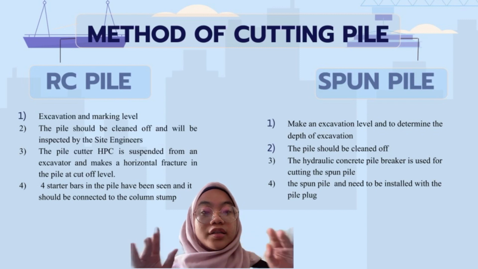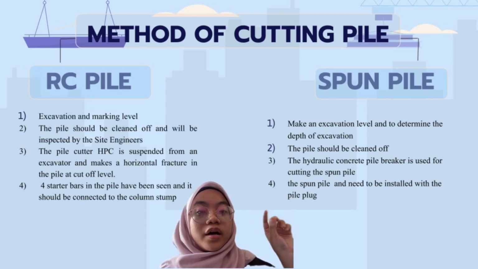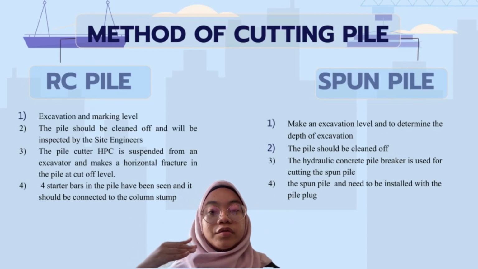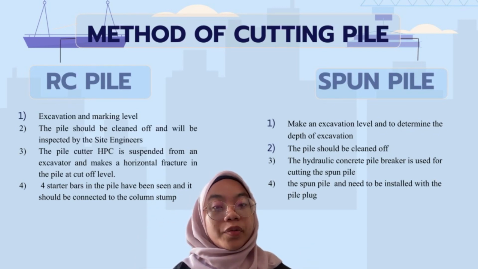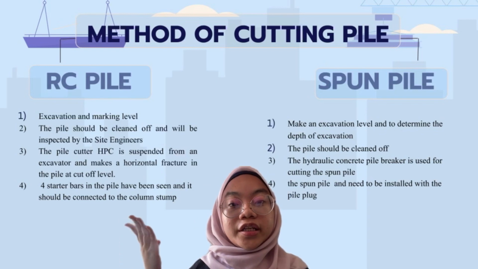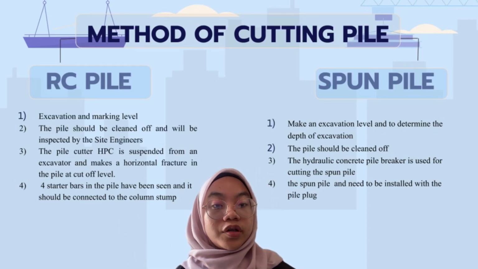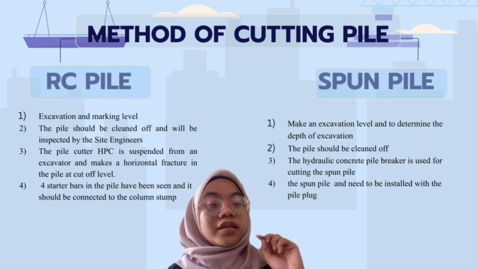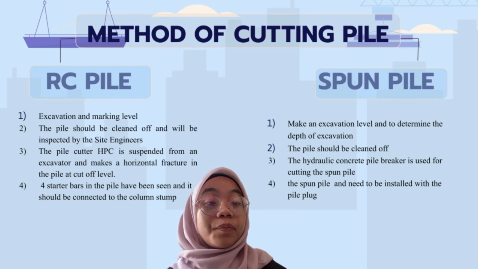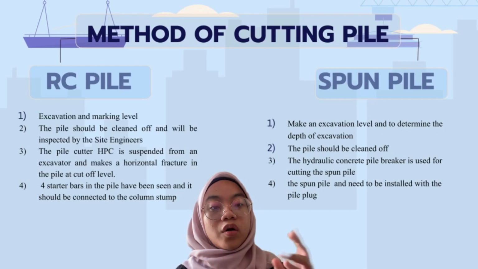After cutting the pile, for the spun pile we need to install a pile plug. For the RC pile, it already has four starter bars in the pile, and they should be connected to the column stump. But the spun pile has no starter bar, so it should be installed with a pile plug so that it will connect into the column stump or the foundation.